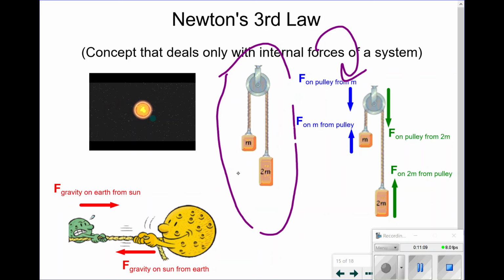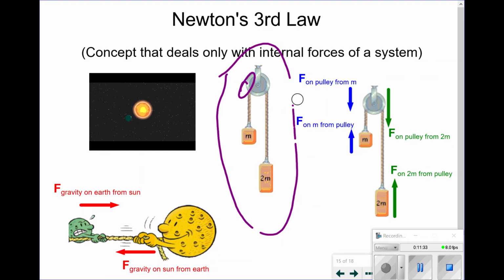So this pulley, by way of the string, is actually pulling on M, and M is pulling back on the pulley. So when we really think of this scenario deeply, M2 is not pulling on M, but actually it's pulling on the pulley. The pulley is pulling on both objects, and both objects are pulling on the pulley.